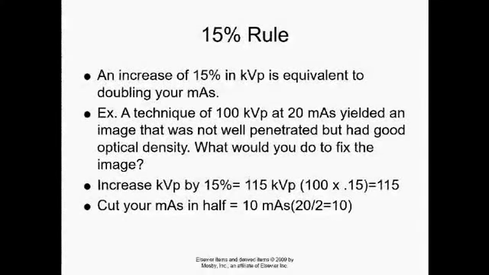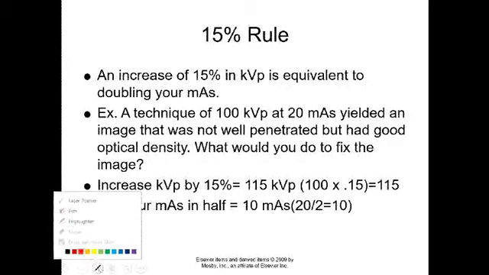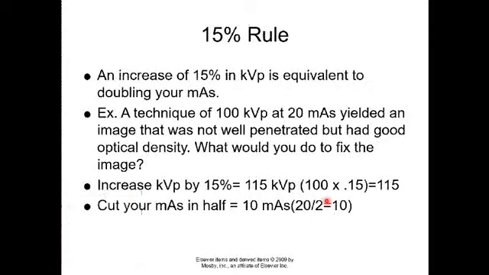All right. So again, 15% rule, a technique of 100 kVp at 20 mAs yielded an image that was not well penetrated but had good optical density. What could you do to fix the image? Well, you can increase the kVp by 15%. To do that, all you have to do is multiply the number times 0.15. I used an easy one, 100. So 100 times 0.15 is 15, so you add 15 to it to get 115 kVp.